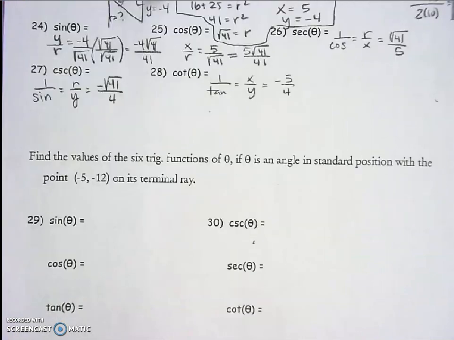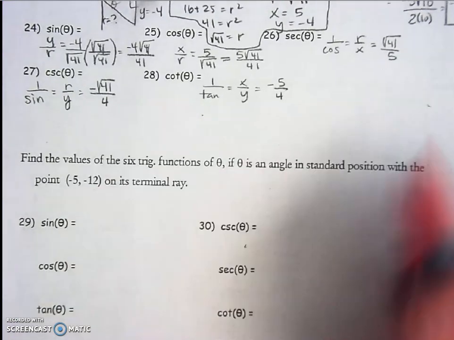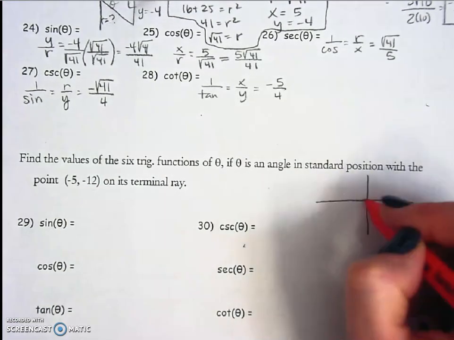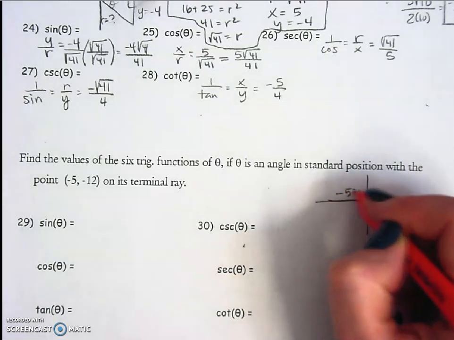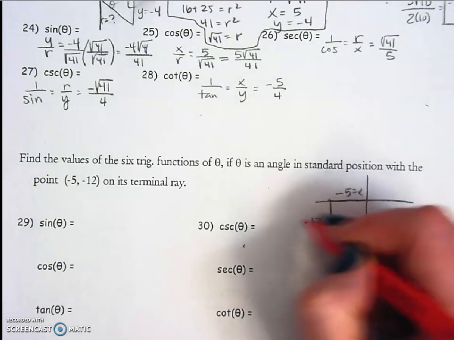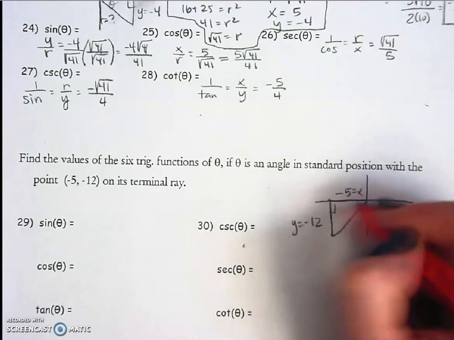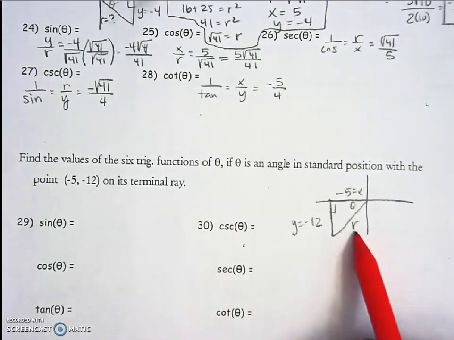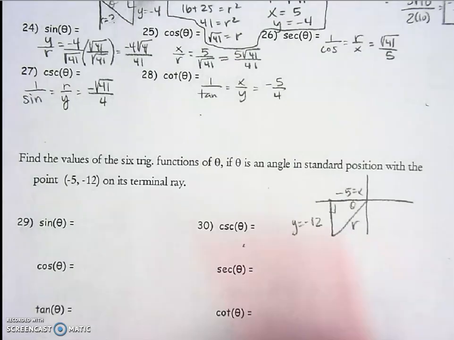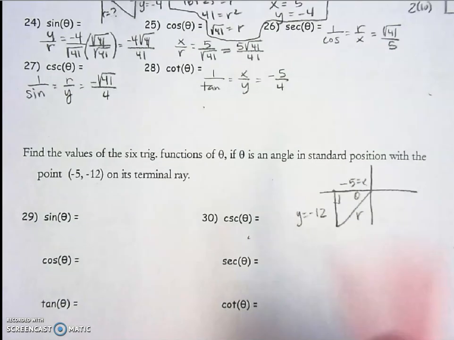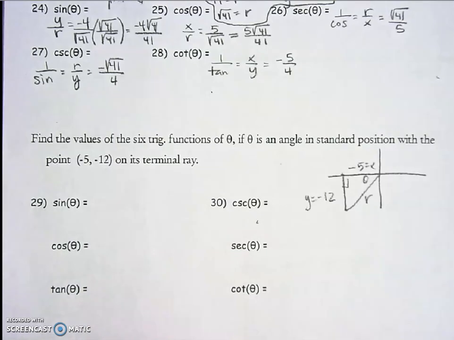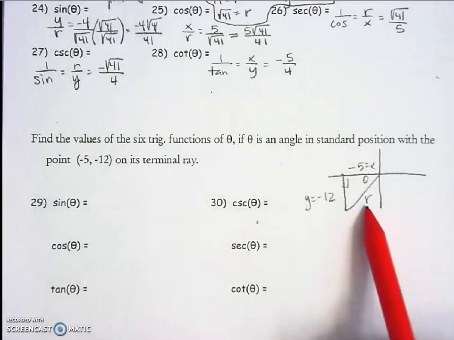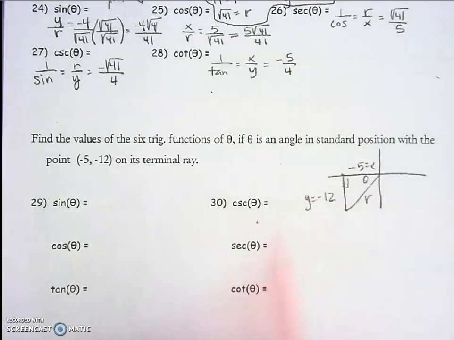All right, and on this last problem, we are given a point, -5, -12. We need to find r, using Pythagorean theorem, and then we need to set up our trig ratios. So you pause your video and try that. Pythagorean theorem to find r, and then trig ratios to find all these values. And by trig ratios, I mean y over r, x over r, y over x, like that.